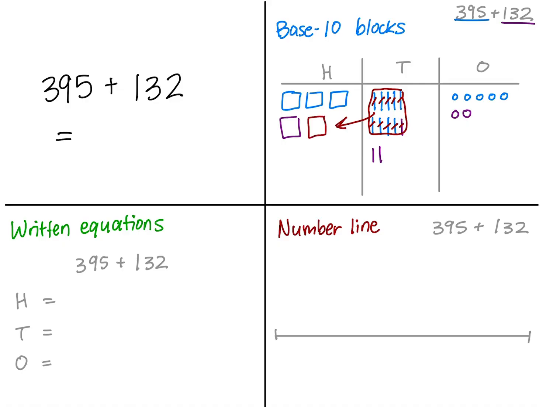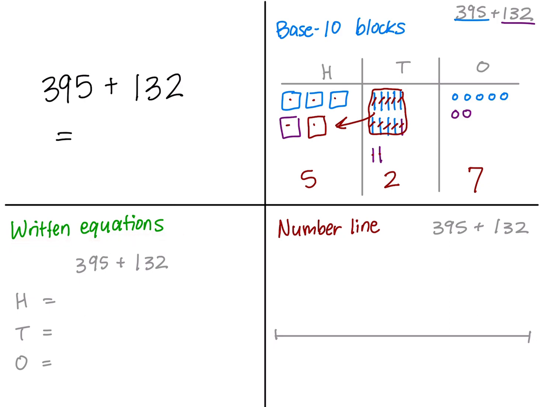So my answer is 100, 200, 300, 400, 500, 1, 2, 520, 7. So when I do math for the other strategies, my answer should all equal 527. Next, we have the written equations.